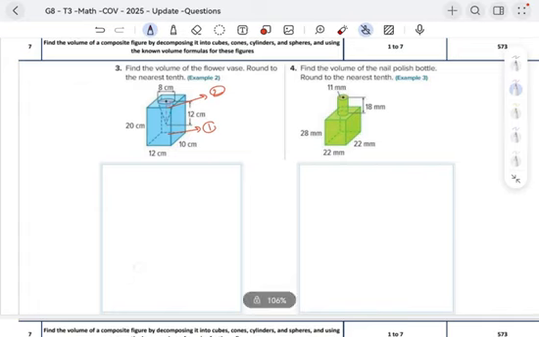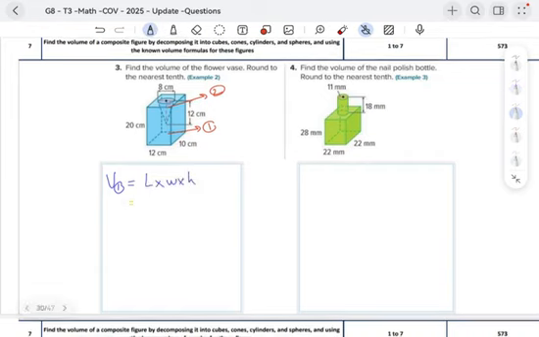So first, the volume for the rectangular prism is length times width times the height. Substitute, the length is 12, the width is 10, and the height is 20. 20 times 10 is 200. 200 times 12 is, 12 times 2 is 24, and we have 2 zeros, so it's 2400 centimeter cubed.